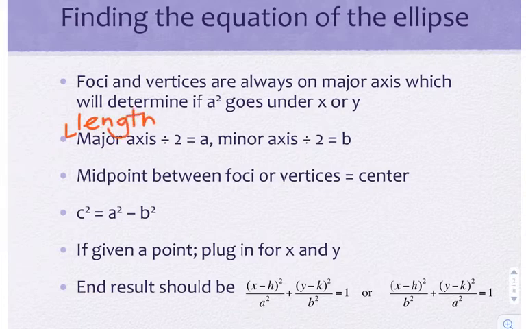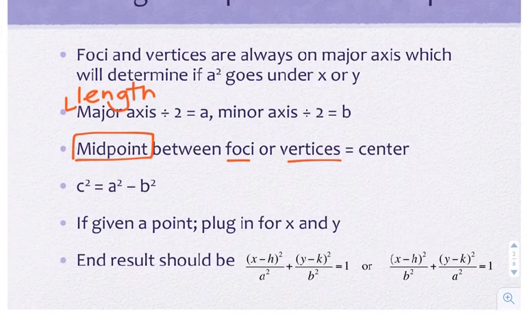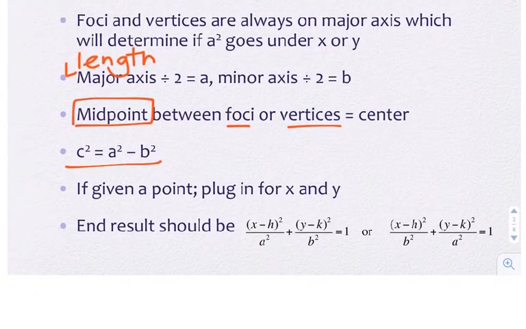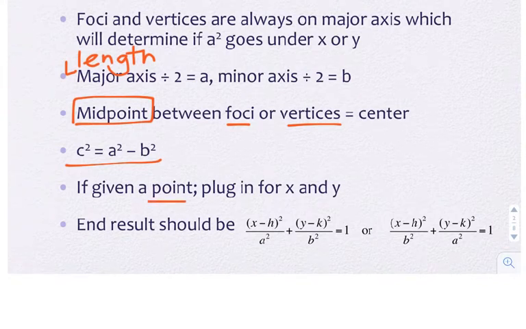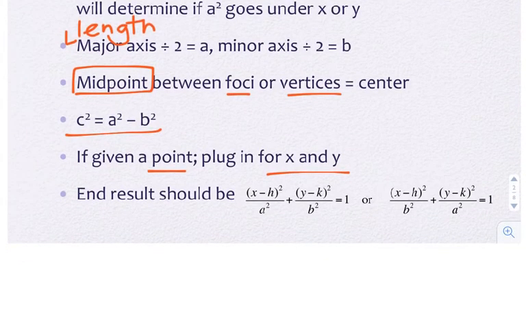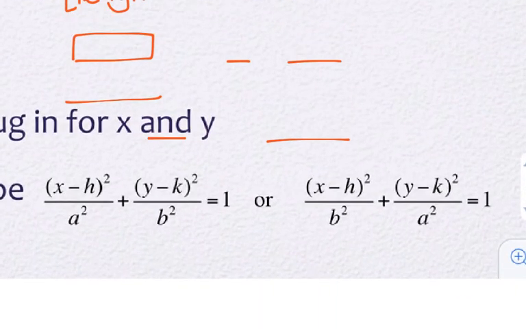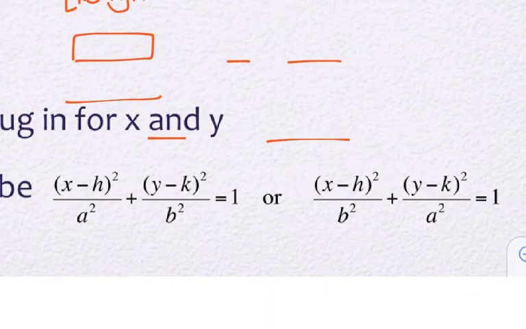If they give you the foci or the vertices, then the midpoint in between them is going to be your center. Don't forget that c squared equals a squared minus b squared. If they give you a point on the ellipse, then you can plug that in for x and y. And then your end result should be in the format of your standard form of an ellipse, which is (x minus h) squared over a squared plus (y minus k) squared over b squared equals 1, or the reverse of that, where the a squared would be underneath the y.